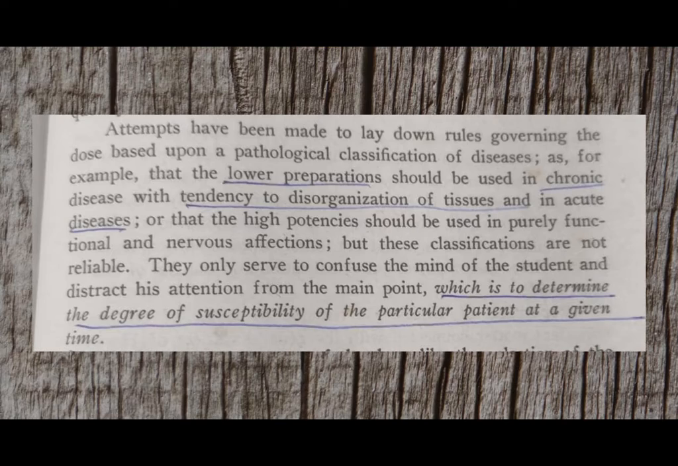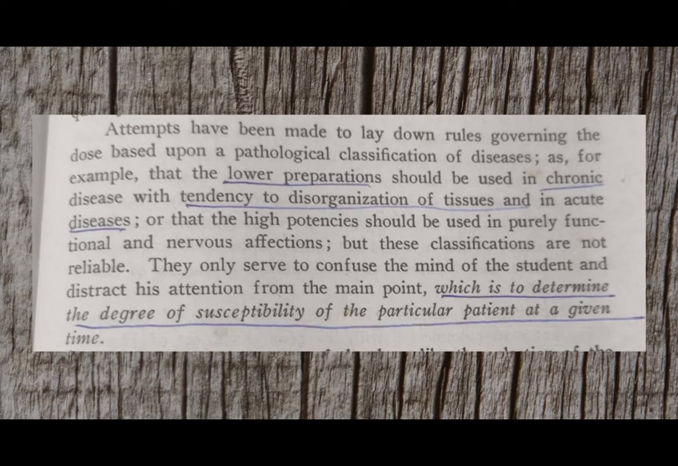let us start with Stuart Close, Homeopathic Philosophy, chapter Homeopathic Posology, page number 201, second para. Attempts have been made to lay down rules governing the dose based upon a pathological classification of disease. For example, the lower preparation should be used in chronic diseases with tendency to disorganization of tissues and in acute diseases, or that the high potency should be used in purely functional and nervous affections, but these classifications are not reliable.